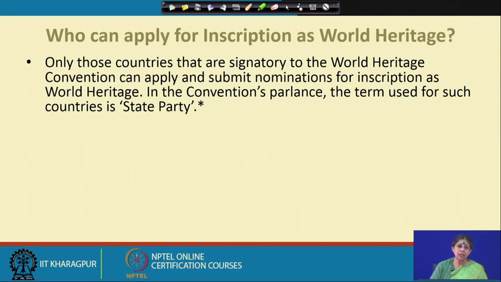So, depending on the country, different states and their structure, there is a state party which can apply. If it is a member country of that convention, they can apply for inscription. In case of India, the state party is the Archaeological Survey of India or ASI, which applies under the Ministry of Culture for this nomination, which is generally called the nomination dossier.